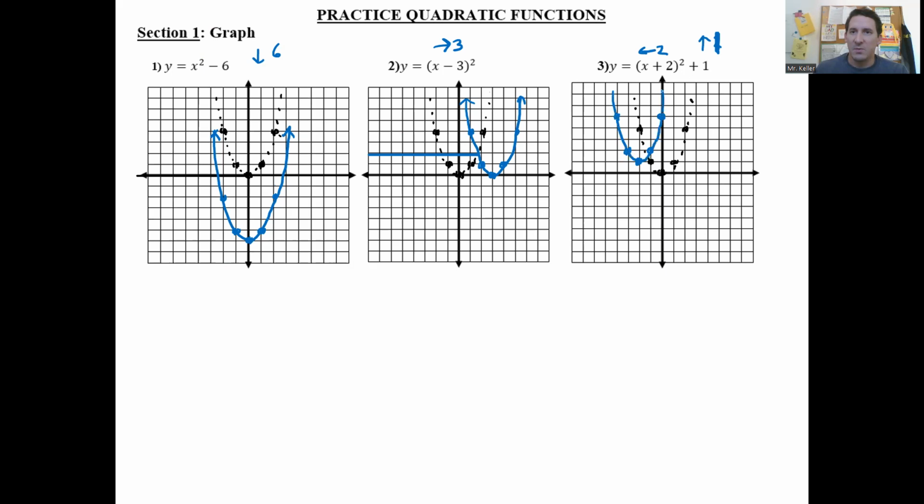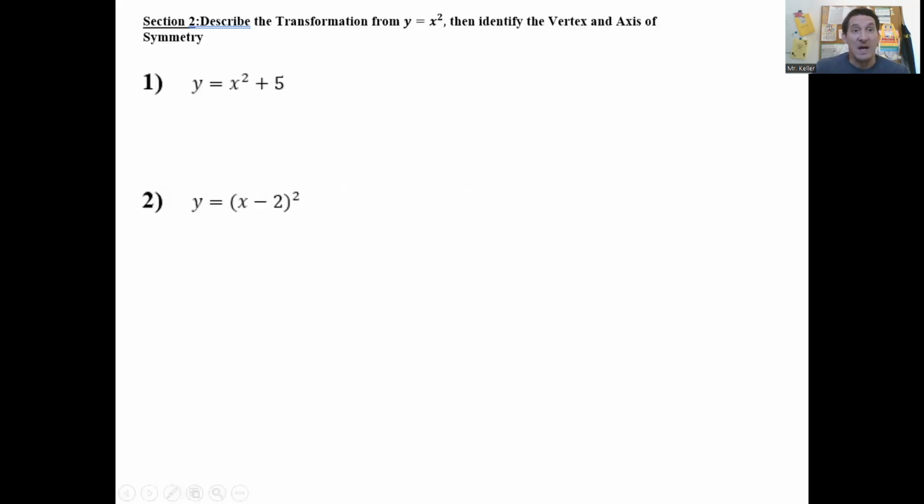So what you want to do is start with the parent function, just those 5 easy ones. Look at what the transformation is doing and shift it based on the transformation. Here we're just going to practice identifying the transformations, and we'll say what the vertex and axis of symmetry is. So here, this is going to be a shift up 5, and that's it. And let's just identify the vertex, because the axis of symmetry is just the x coordinate of the vertex.